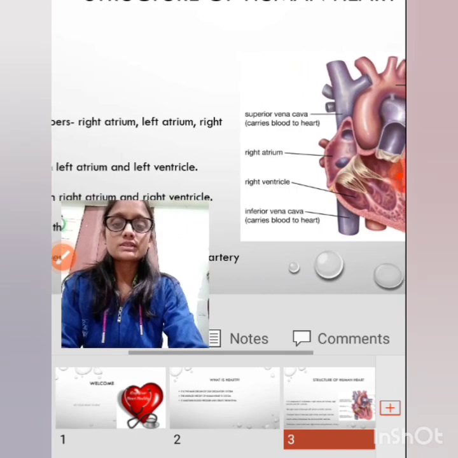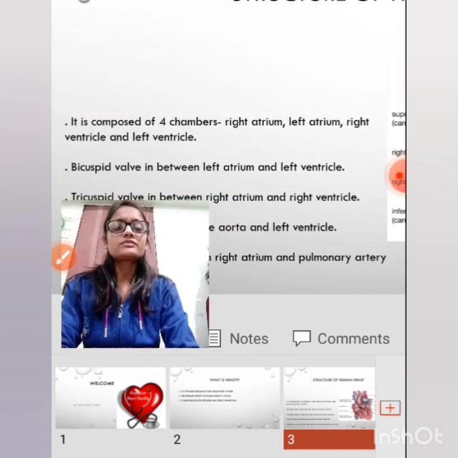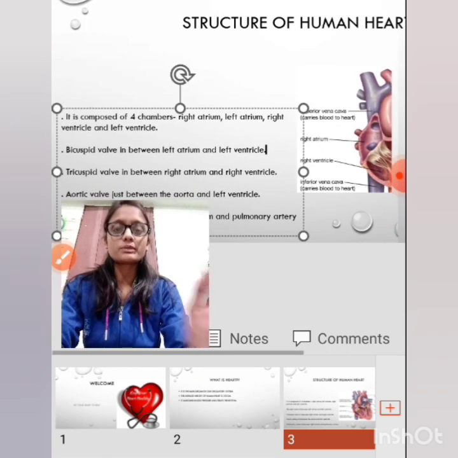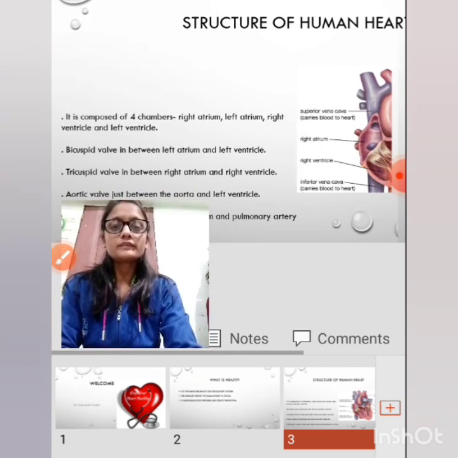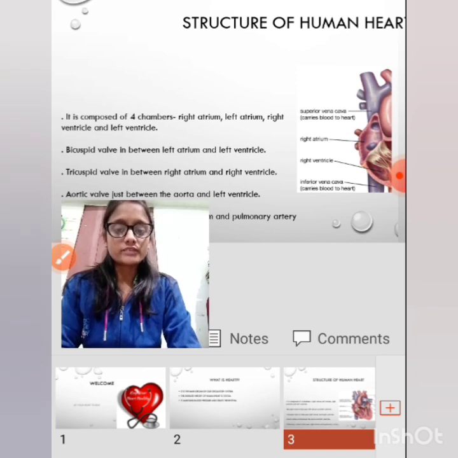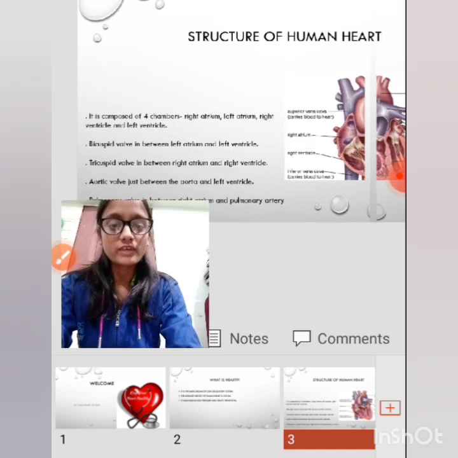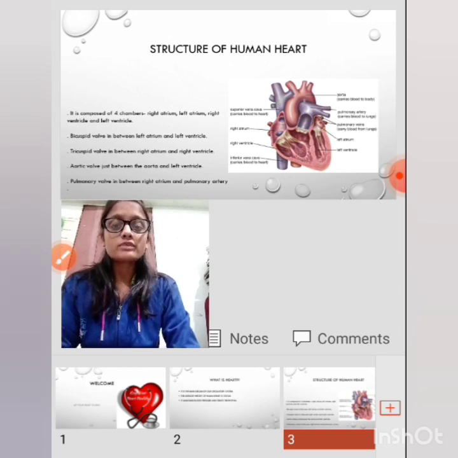Okay, we will discuss one by one. At first, our heart is composed of four chambers: right atrium, left atrium, right ventricle and left ventricle. Bicuspid valve is in between left atrium and left ventricle. Tricuspid valve is situated in between right atrium and right ventricle. Aortic valve, the another valve, is situated in between arch of aorta and left ventricle, and pulmonary valve is situated in between right ventricle and pulmonary artery.